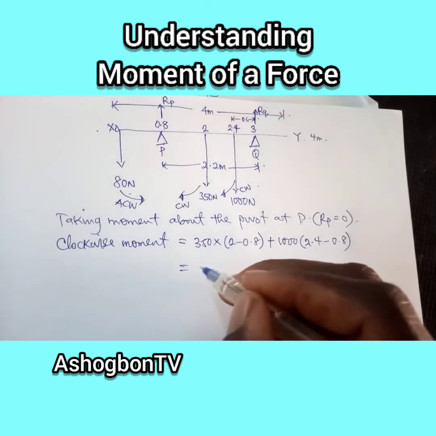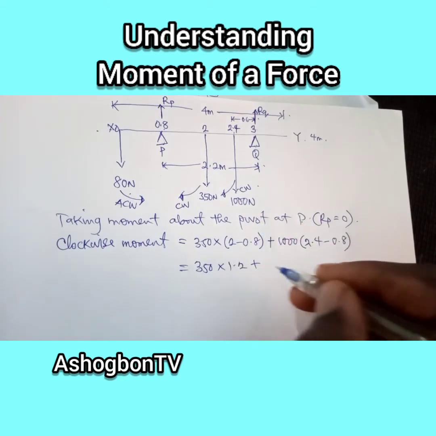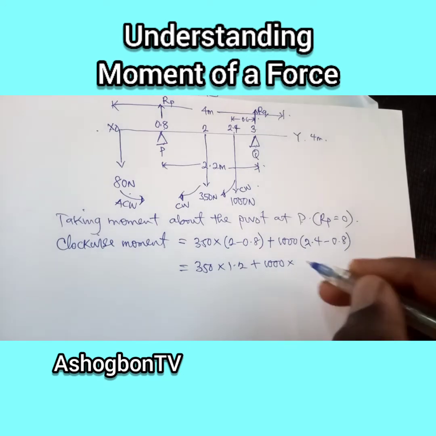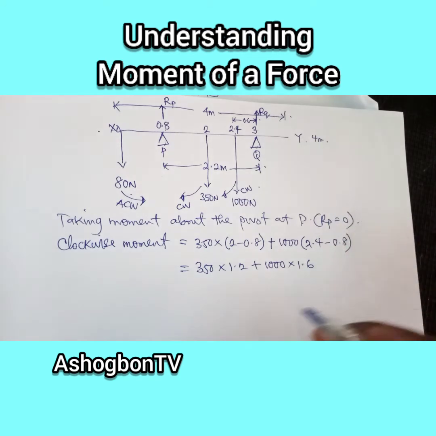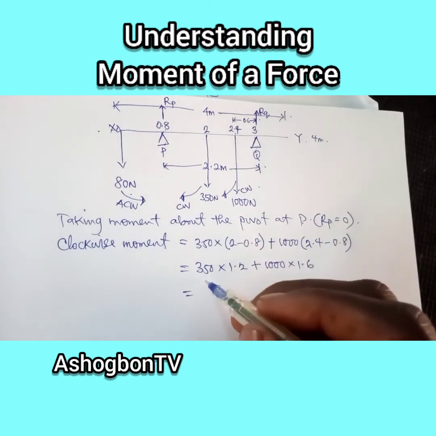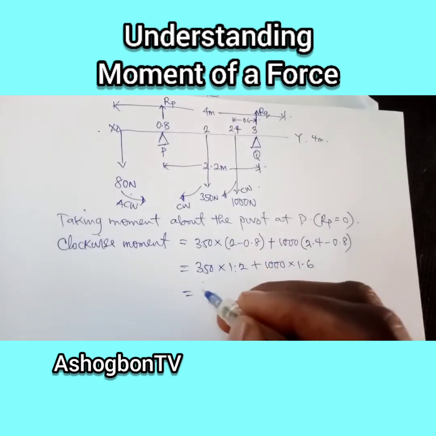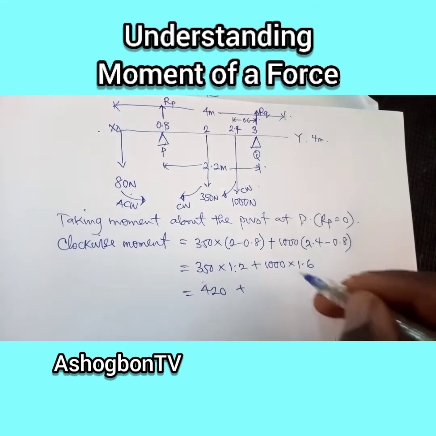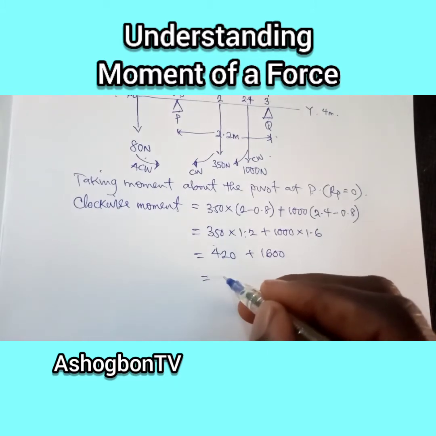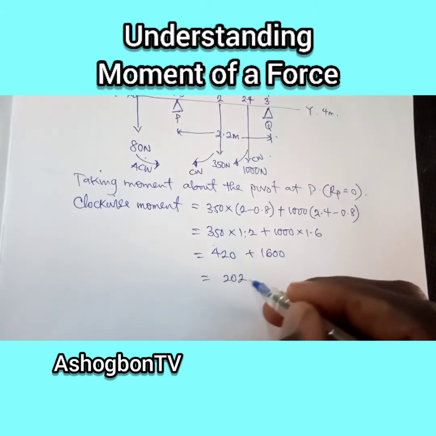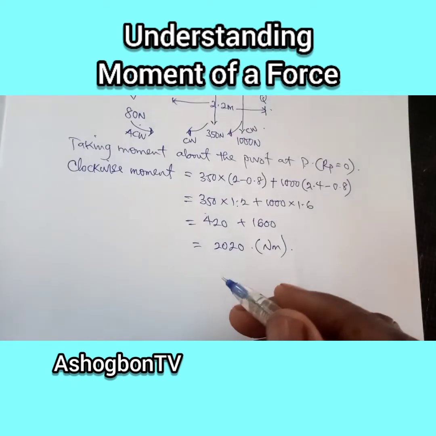So if that is the case, you do the needful here, 350 times what? This should give you 1.2 plus 1000 times, take the difference here, that will give you 1.6. Yes, that will give you 1.6. So you may want to multiply 350 by your 1.2, that should give you 420, and this will give you 1600. So if you add this, you will get 2020. Yes, that will be 2020, and the unit will be in Newton meters.